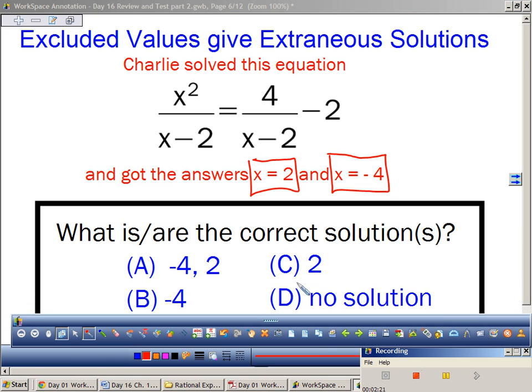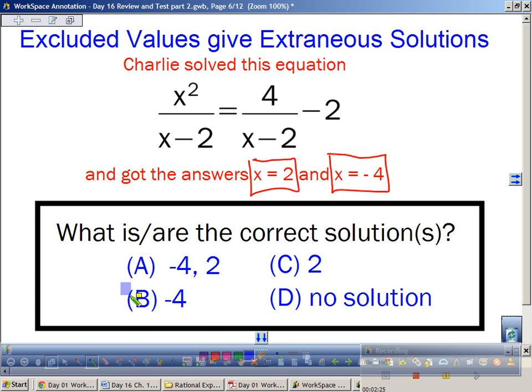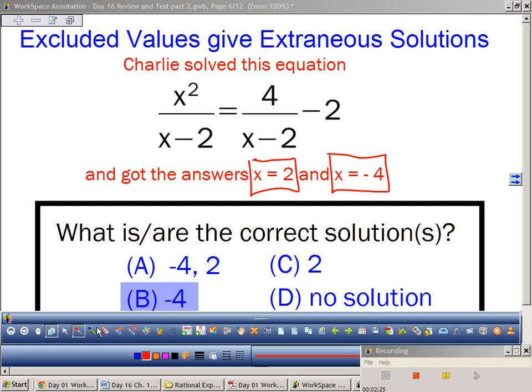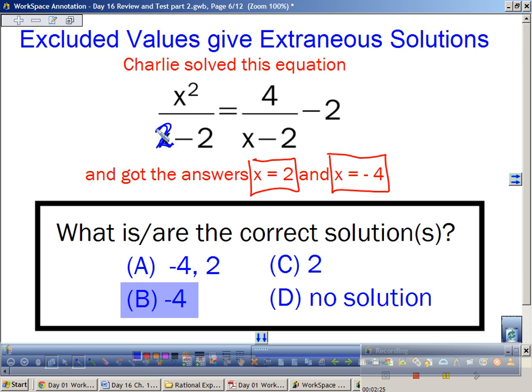Okay, so can somebody raise their hand and tell me which one of these is correct and why? Okay, Caden. Which one's right? 2 is an excluded value. If I plug 2 back in here, I would get 2 minus 2. What's 2 minus 2? 0. So when you substitute it back in, it gives you a 0 in the denominator, which is no good. So therefore, this is not a solution. This is my only solution. Okay.